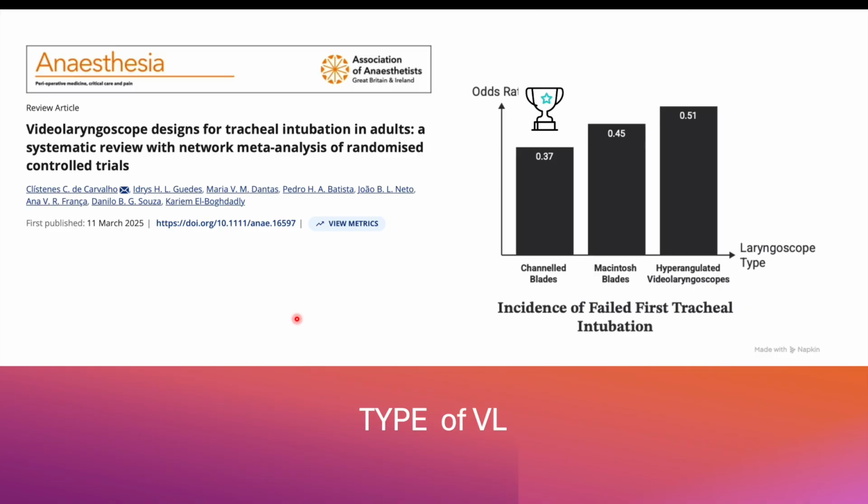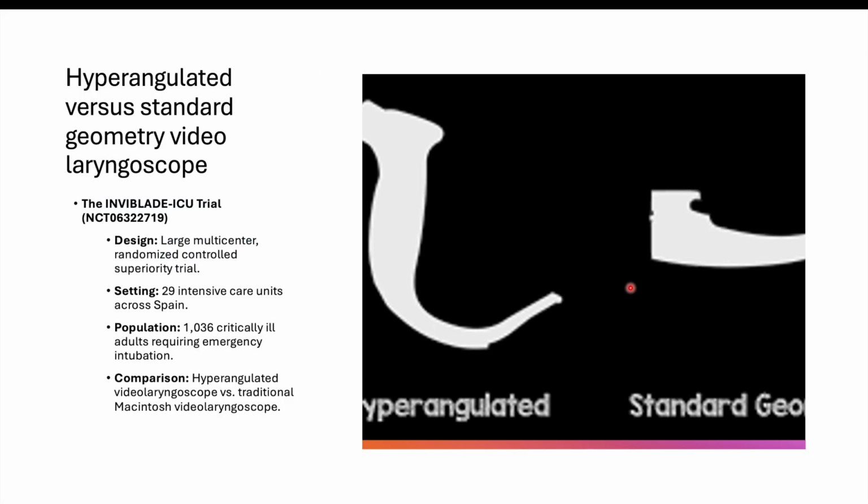A network meta-analysis which was recently published showed that the lowest odds of failed first tracheal intubation was present with channeled blades, for example, the King Vision scope, and these were better than the anatomically shaped laryngoscopes or hyperangulated laryngoscopes which were non-channeled. Also, there is an ongoing trial by the name of InviBlade ICU, which is comparing non-channeled hyperangulated blades with a standard geometry blade, and the results will be out soon.